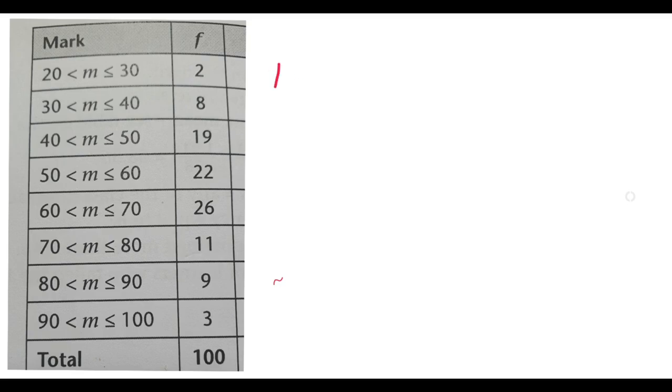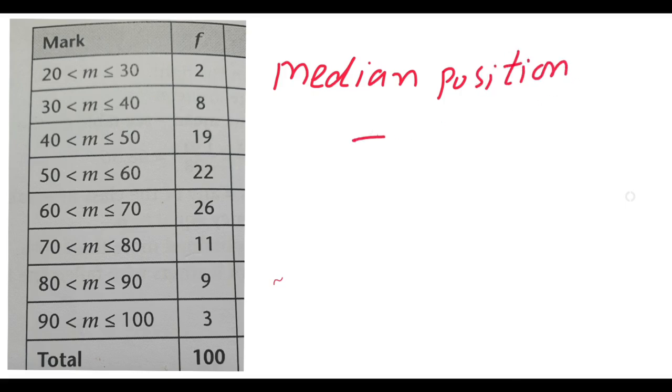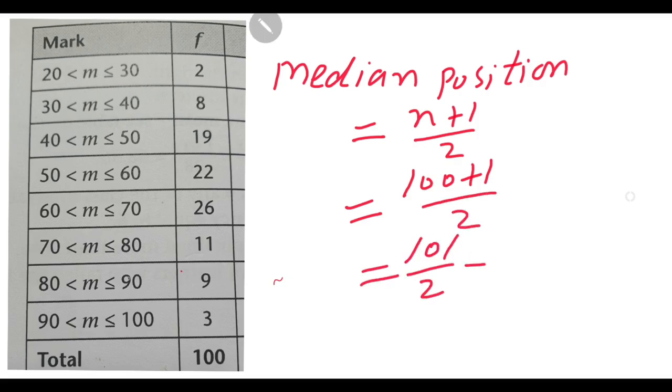So the median position, I'm going to use the formula n plus 1 divided by 2. N is equal to summation f, you know very well, right? So summation f we have 100 plus 1 divided by 2. My answer is 101 divided by 2 is equal to 50.5. Now I need to look for the 50.5 in the cumulative frequency.